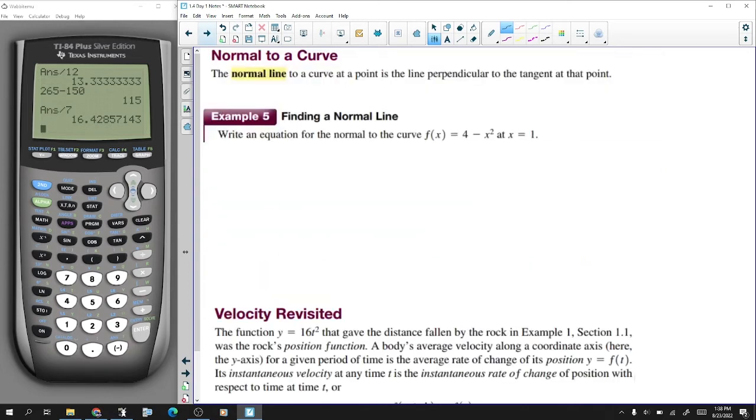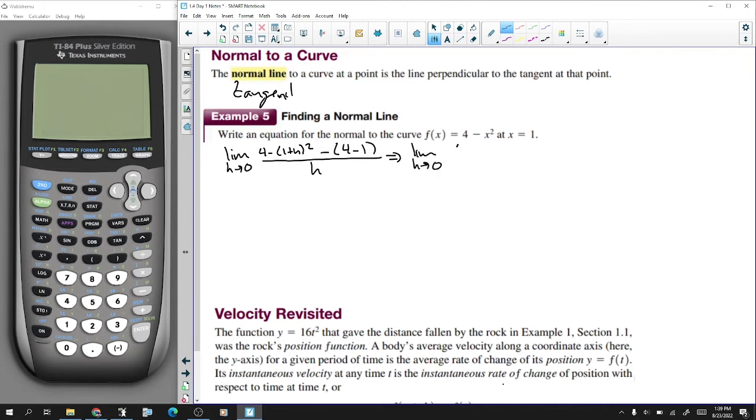Normal to the curve. The normal line to the curve at a point is the line perpendicular to the tangent at that point. So the normal line is perpendicular to the tangent line. Write an equation for the normal to the curve f of x equals 4 minus x squared at x equals 1. So we have the limit as h approaches 0 of 4 minus 1 plus h squared, minus 4 minus 1 squared, well, 1 squared is 1, over h.